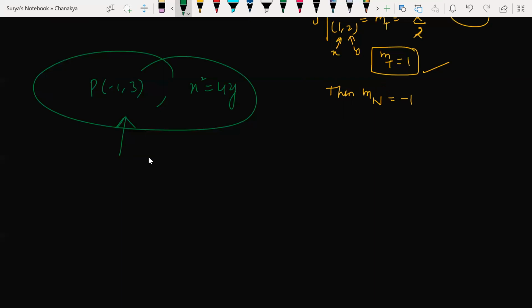Tell me first, what is slope of the tangent here? How do you find it out? We will take the derivative of this, and its derivative will be the slope of the tangent. Derivative at this point. What is the derivative of this? Tell me. 2x is equal to 4 into y dash. Am I correct or not?